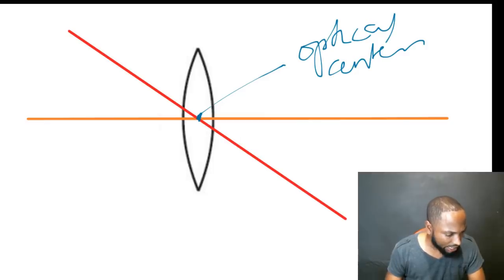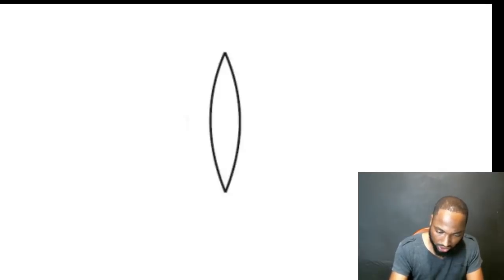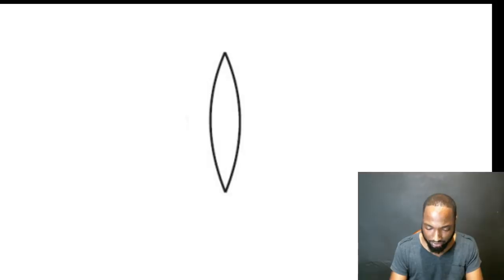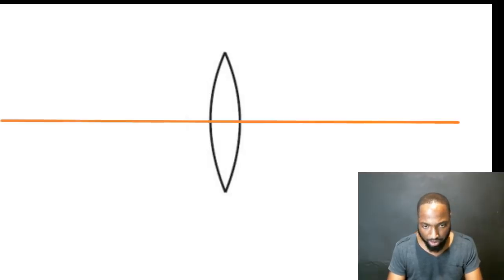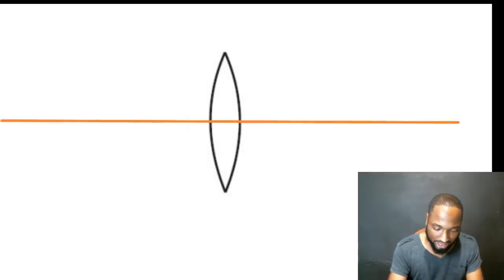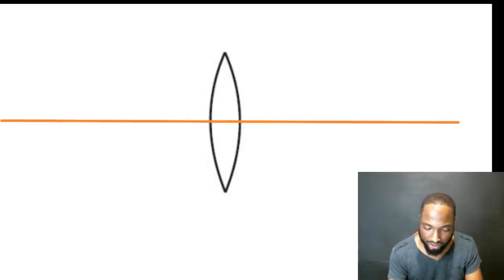And there are 1, 2, 3, 4, 5 situations. What are the 5 situations? Let me draw the lens and I'll show you the 5 situations, and we'll explain what happens in each of these situations. Instead of trying to memorize everything, that's what I said with physics. If you try to memorize everything like chemistry, you end up in problems. It's better to try and understand than to just straight up memorize.